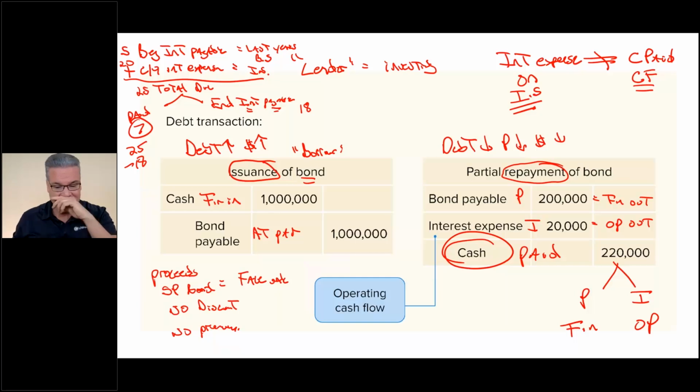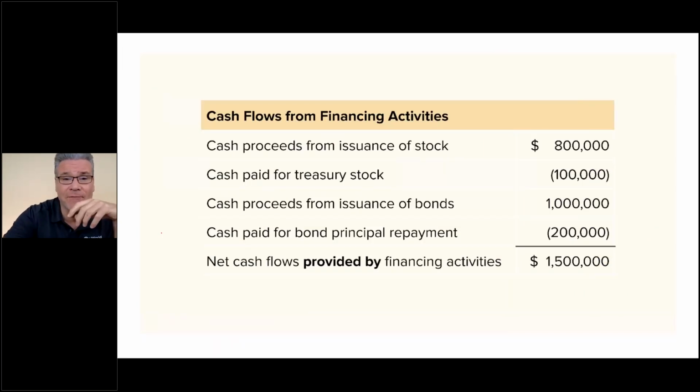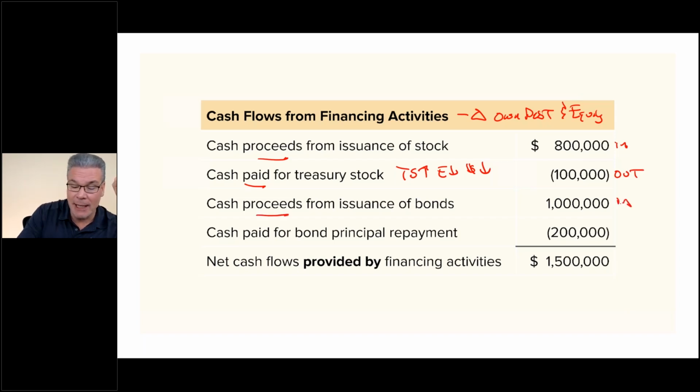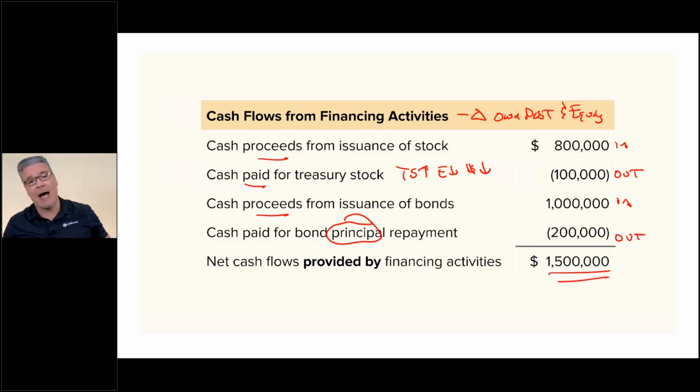All righty, and here it is, cash flow from financing. Change in our own debt and equity. Cash proceeds, sale of stock, inflow. Cash paid to buy treasury stock, up. Equity down, cash down, outflow. Proceeds from the issuance of a bond, inflow. Repaying the principal only, outflow. What's the net cash provided by financing? $1.5 million.